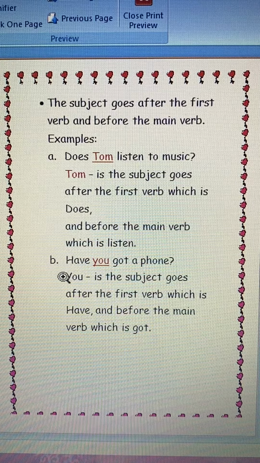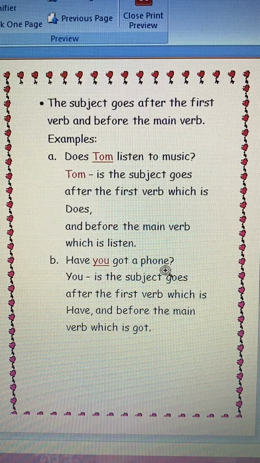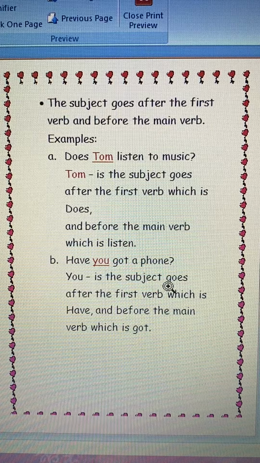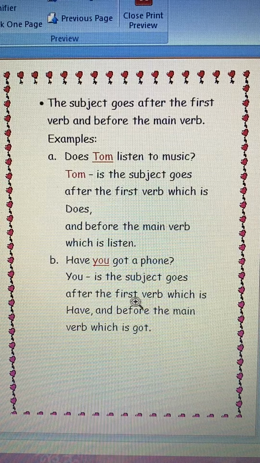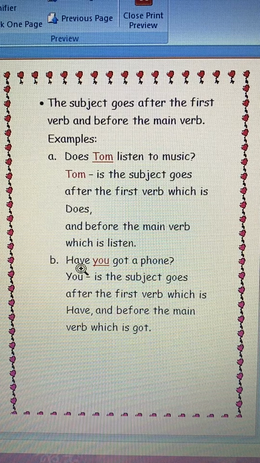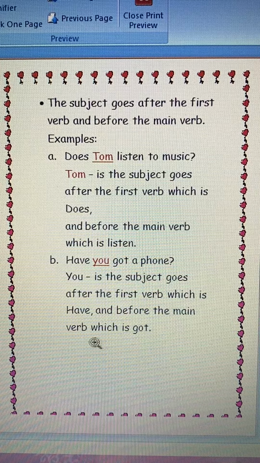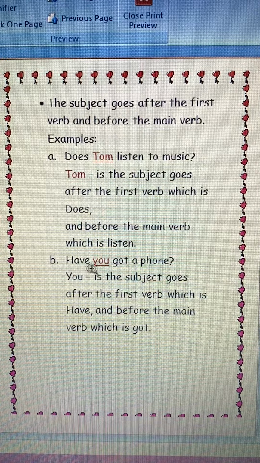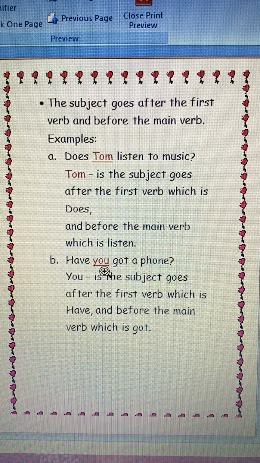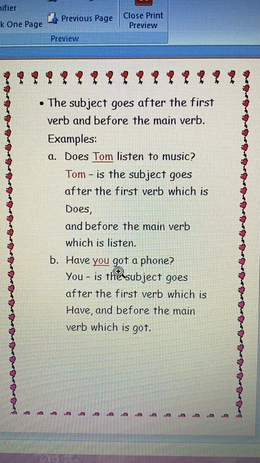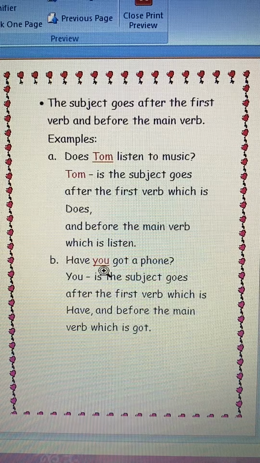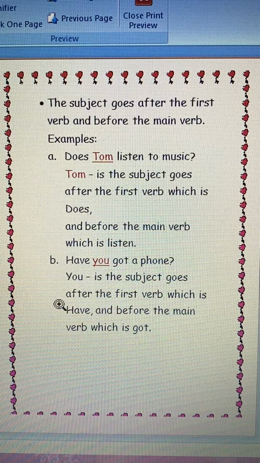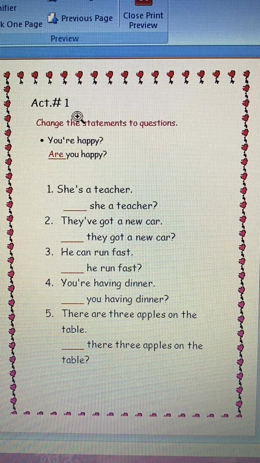Okay? Letter B. Have you got a phone? You is the subject. It goes after the first verb, which is have, and before the main verb, which is got. Okay? It is in between have and got, and the subject is you. Okay? Let's go to activity number 1.